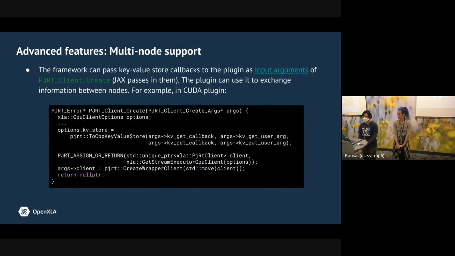And the other advanced feature is multi-node support. The framework can pass in key value store callbacks to the plugin as input arguments for the client create method. And JAX already started this mini distributed service and also passing these key value callbacks. So, for example, in the CUDA plugin, we use these key value store callbacks to exchange information between nodes, to know how many other devices other nodes have, and also assigning a global device ID. So if you need to exchange information between nodes, you may want to utilize this callback.